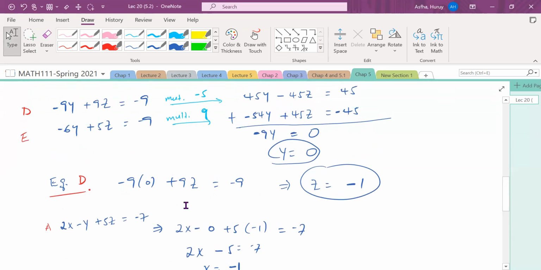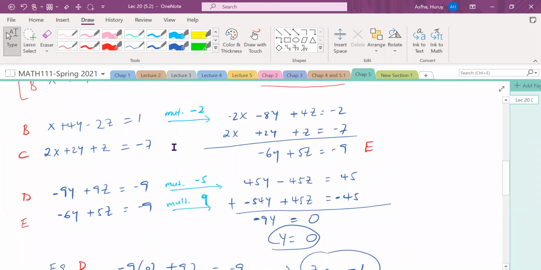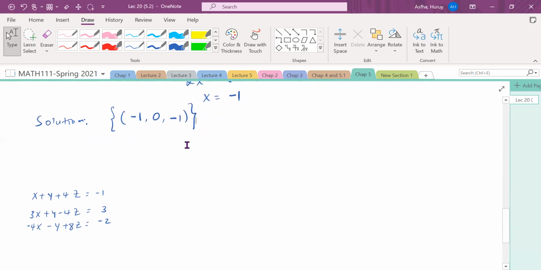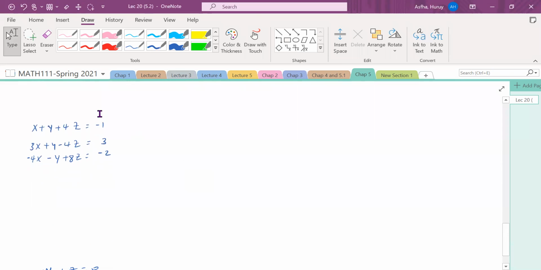The steps are a bit longer, but it's not that different from the system of linear equations in two variables. Okay, let's do one more example. We will have another example, of course, but let's have a look at this one again.